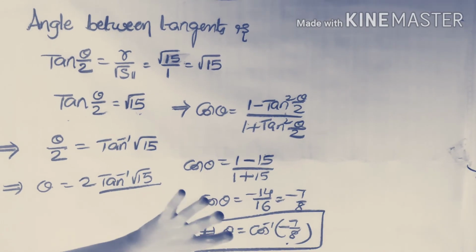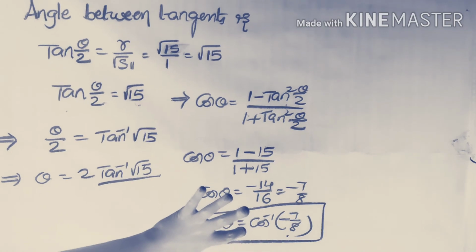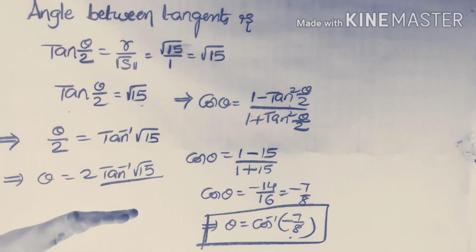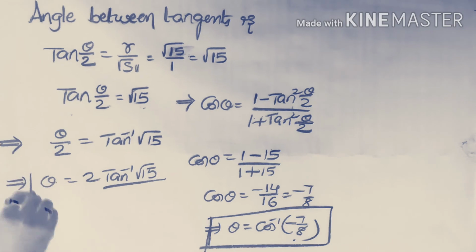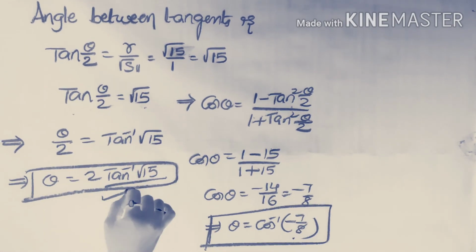So if we want the answer in terms of cos inverse, then we use this formula, or otherwise we take the other formula. But both are correct answers. We can do the problem either in this way or in this way.